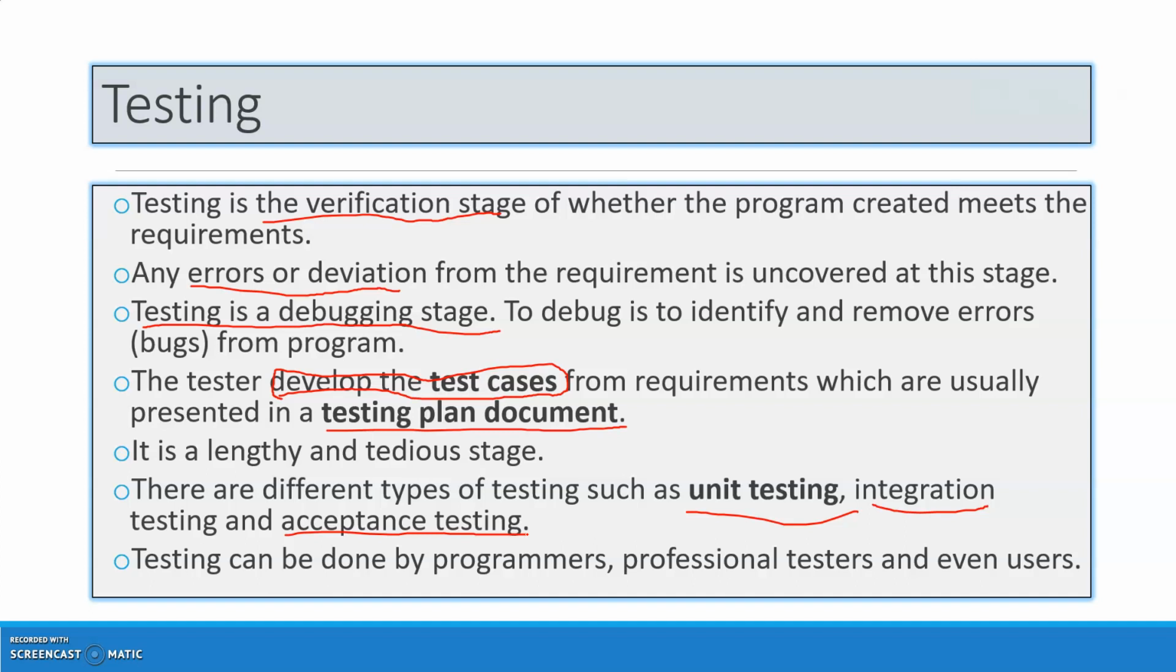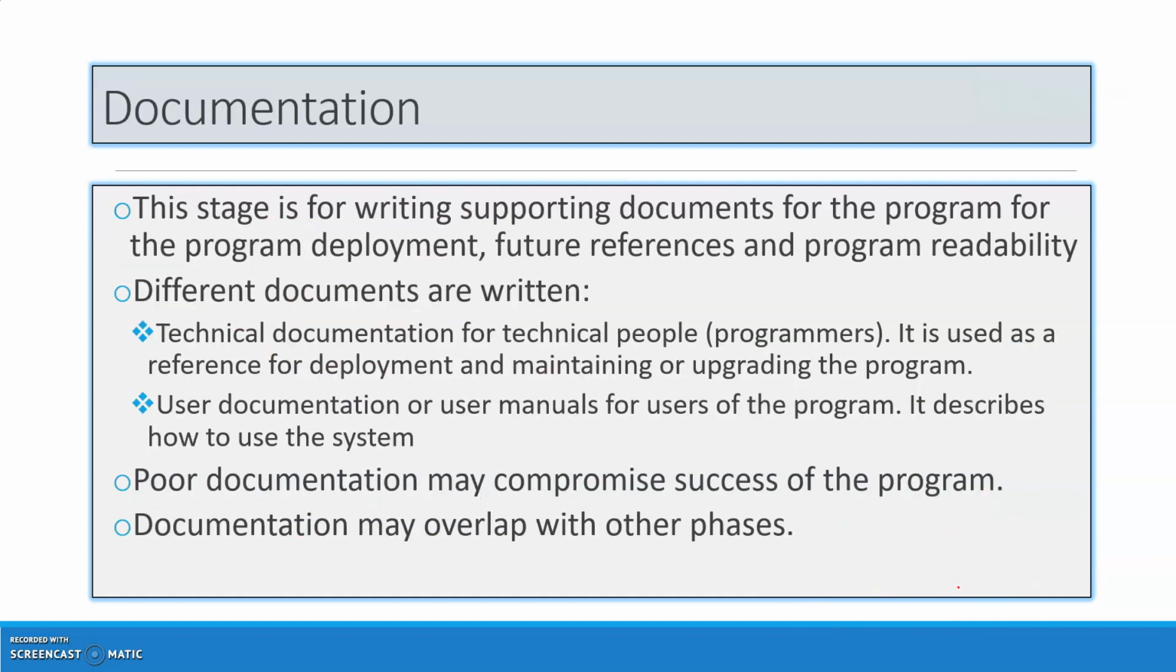So these are some of the most important types of testings that may be done. So this can be done by programmers, especially unit testing, or can be done by professional testers. We have people who may specialize in testing, and the testing can also be done by end users of the program. Apart from testing, we have another phase.